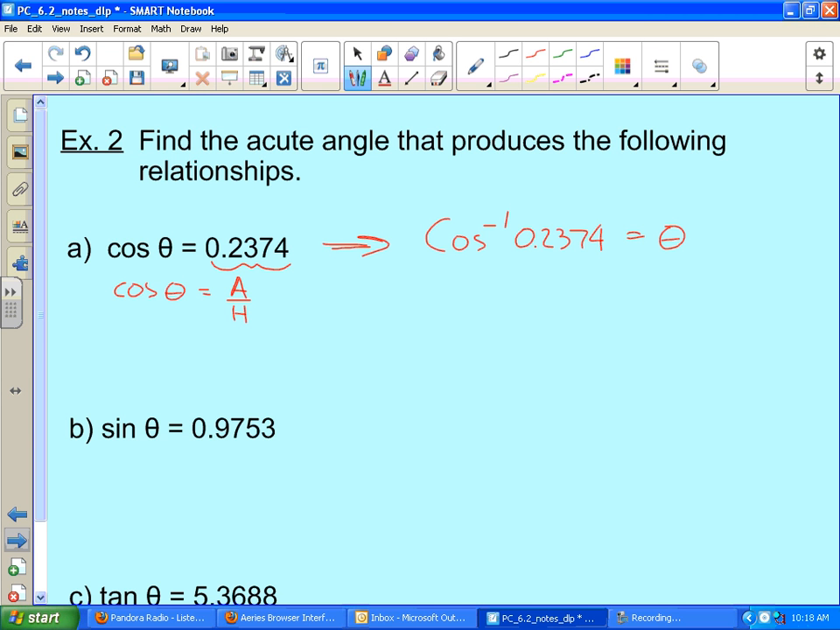So if we stick this in the calculator, most of you access your inverse buttons by usually the shift key or second. Right? Second cosine would probably take you to inverse cosine. So go plug inverse cosine of 0.2374 in there. You should still be in degree mode. And what do you get? 76.27. So we have a 76.27 degree angle. Is that right? Okay.